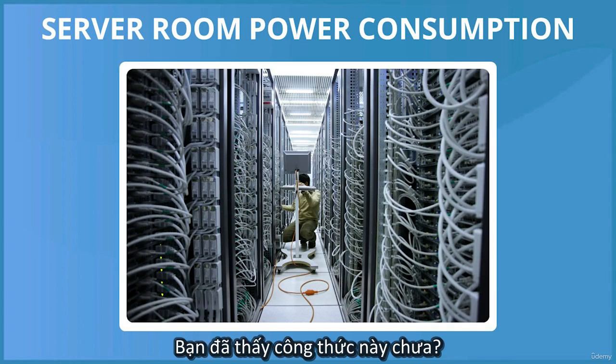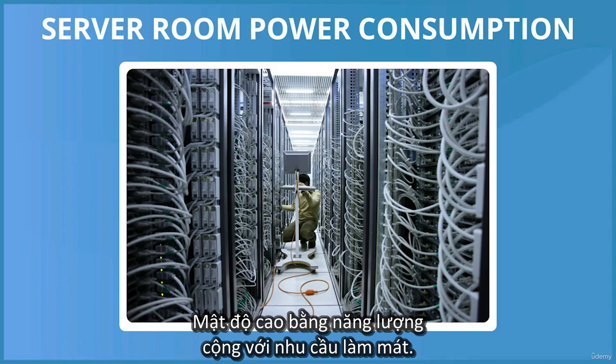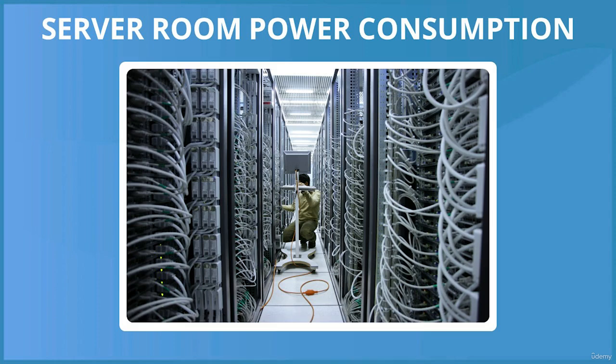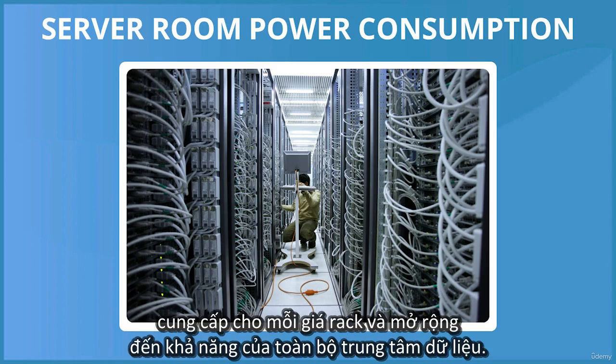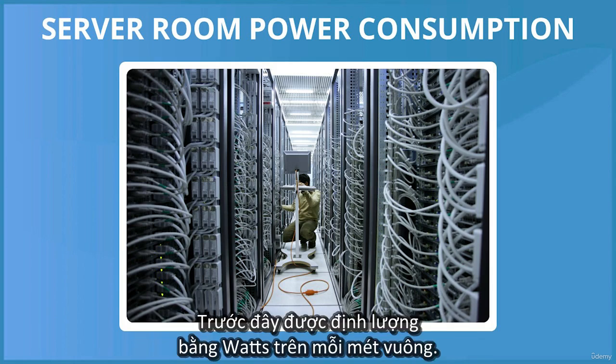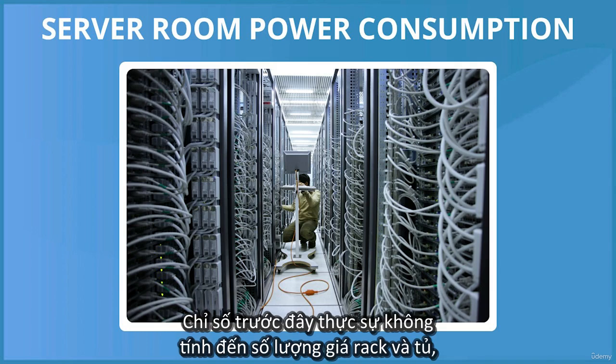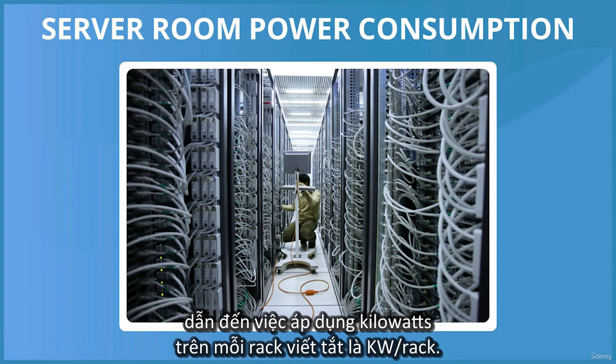Have you seen this formula? High density equals energy plus cooling demands. So this power density is a term that describes the amount of power that can be supplied per rack and extends to the capabilities of the entire data center. Now, previously quantified in watts per square foot, the past metric actually failed to account for the number of racks and cabinets, prompting the adoption of kilowatts per rack, abbreviated as kW/rack.